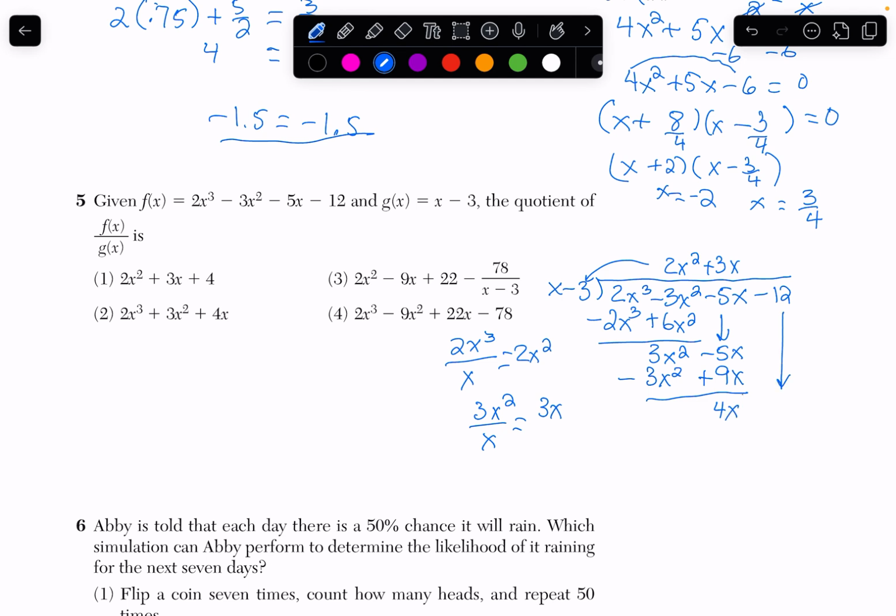Bring down the negative 12. Again, 4x divided by x is equal to 4. So we're going to put plus 4 here. And we get negative 12 and 4x. When we change the signs, guess what? We have no remainder. All right, so this was choice 1.